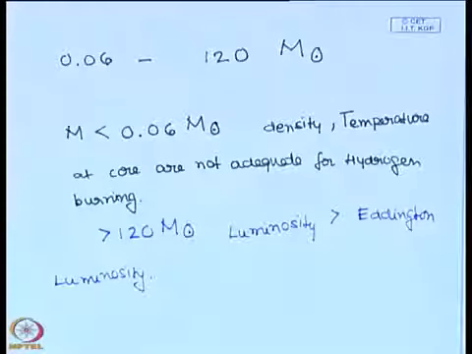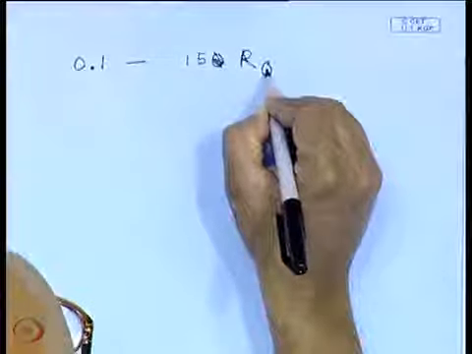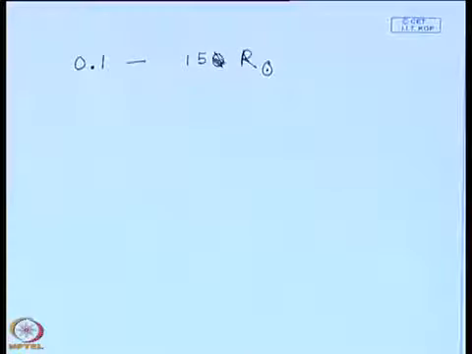And let me remind you, we have discussed the Eddington luminosity in a problem earlier, and if the luminosity exceeds that, the solar radius. Okay.